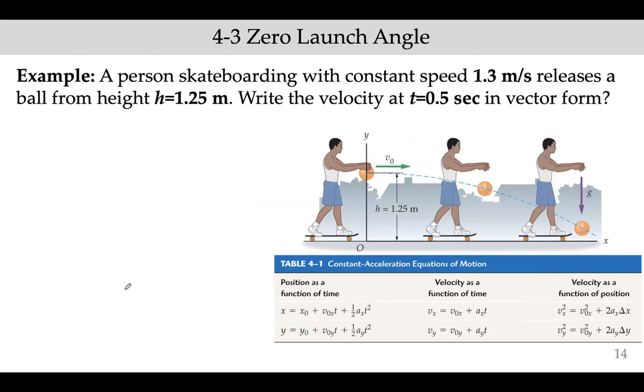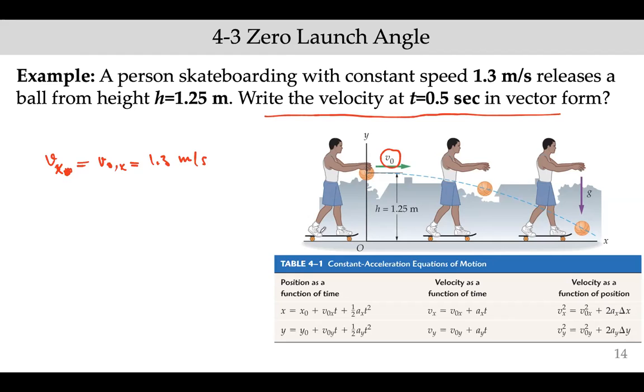Okay, let's move to the second part of the question. So in this part, it says, write the velocity at time equals 0.5 seconds in a vector form. Okay, so we already know the x component of the velocity. Because there's no acceleration in the x direction, it will always be equal to the initial velocity, which is v0x, which is 1.3 meter per second.